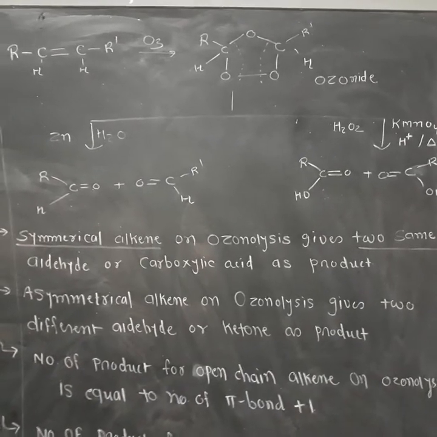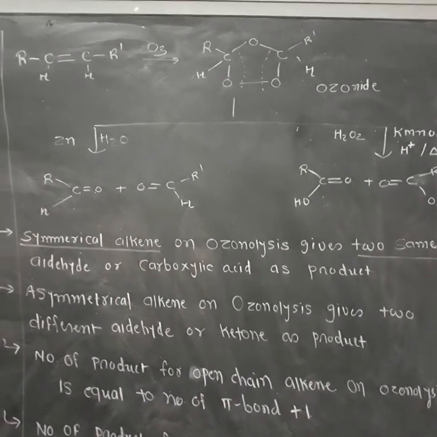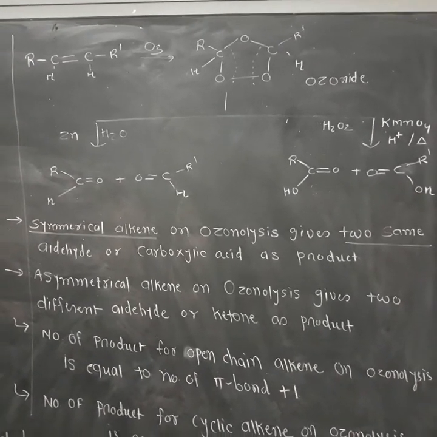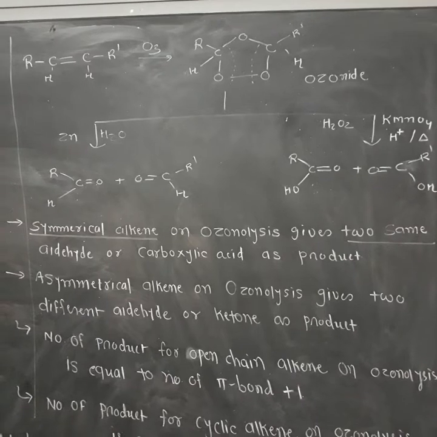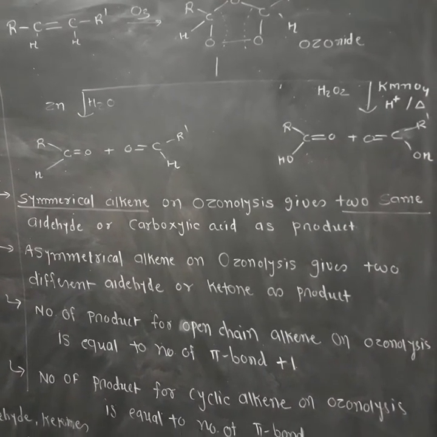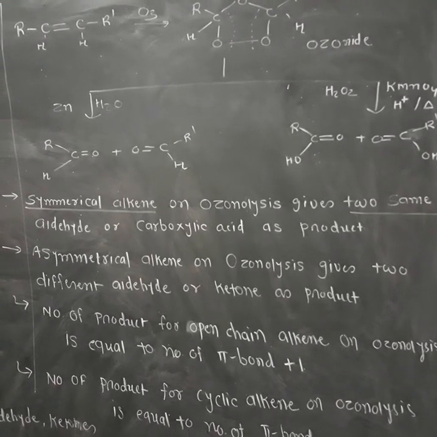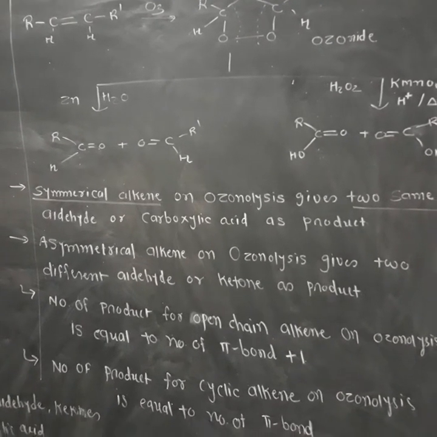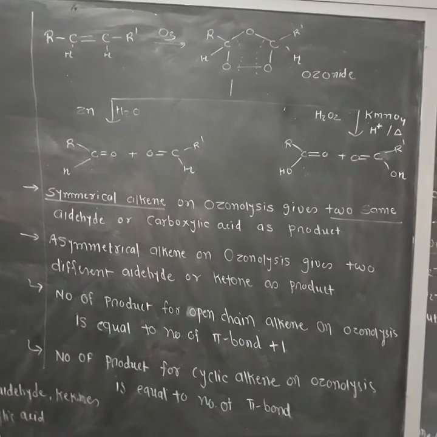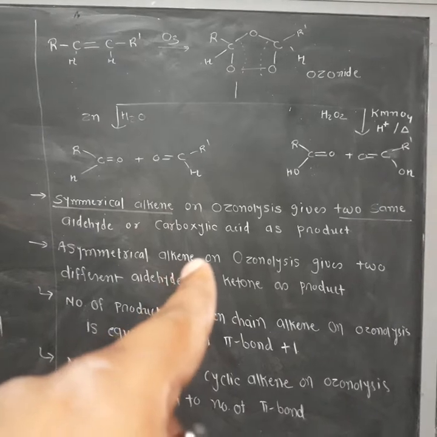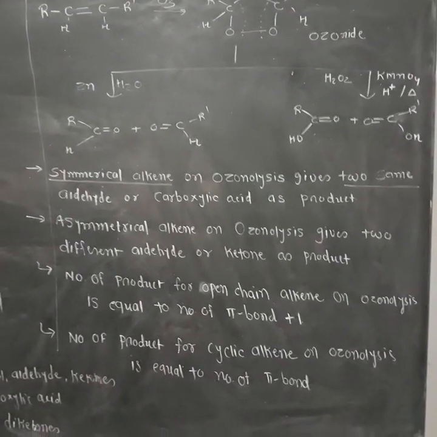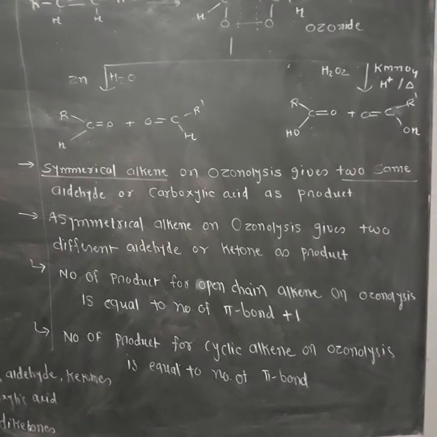Yes, this reaction was not given in the NCERT book, but if you go through many of the papers, you may find that there are so many reactions based on this. Symmetrical alkene on ozonolysis gives two same aldehyde or carboxylic acid as a product. Whenever a symmetrical alkene undergoes ozonolysis, it gives two similar aldehydes or carboxylic acids as a product, whereas asymmetrical alkene on ozonolysis gives two different aldehydes or ketones as a product.